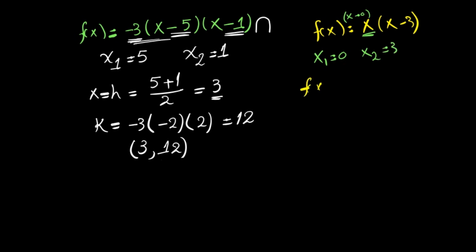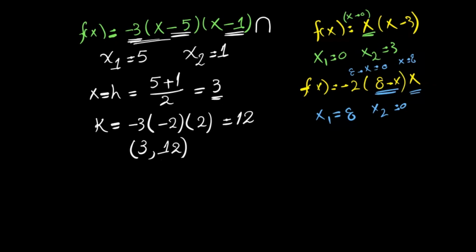Another one. f(x) = -2(8 - x)x. x1 equals 8. I will write 8 minus x equals 0, that means x equals 8. And x2 has to be 0, it's x alone, it's only x.